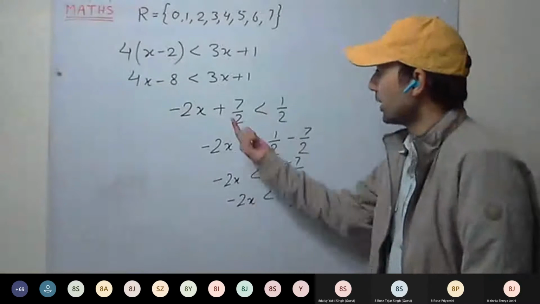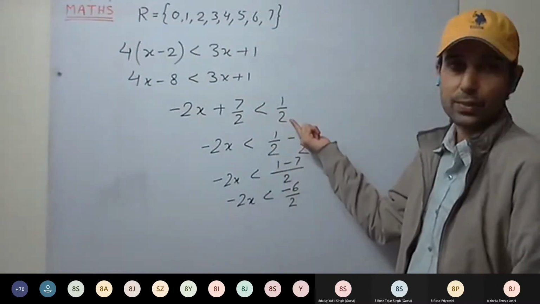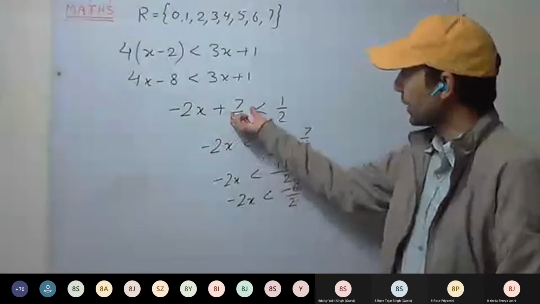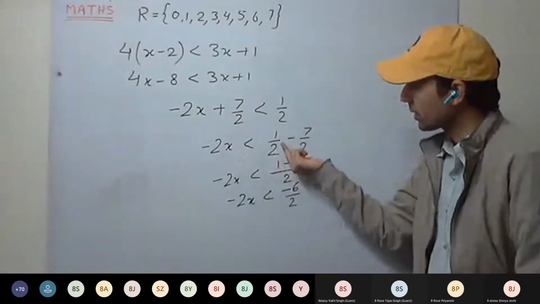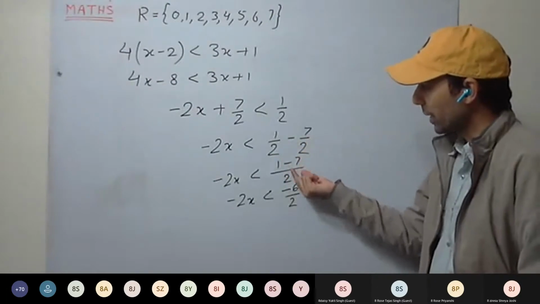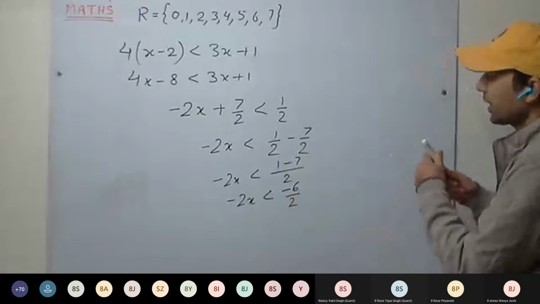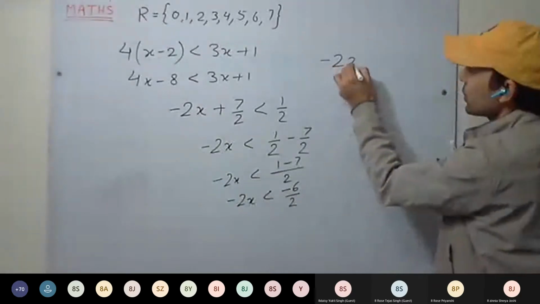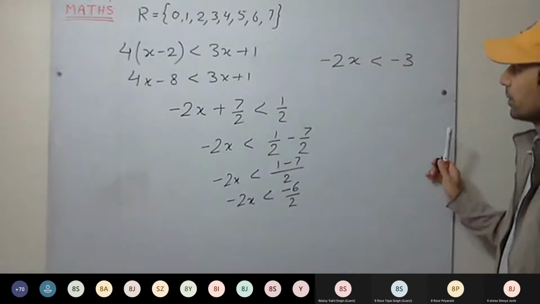First question, 10th part. You have written minus 2x plus 7 by 2 is less than 1 by 2. Okay. So 7 by 2 we will be taking on the right hand side. So minus 2x less than 1 by 2 minus 7 by 2. Solve this one. Take LCM, 1 minus 7. So minus 2x less than minus 6 by 2, or we can write it like this: minus 2x less than minus 3. Understood this one?